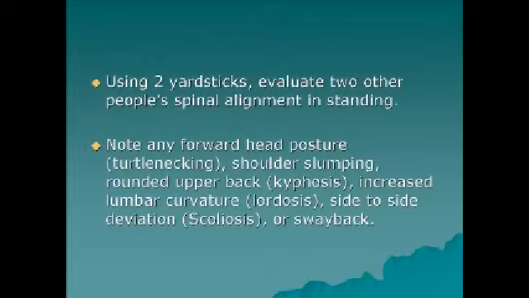Now, using 2 yardsticks, evaluate 2 other people's spinal alignment in standing. Note any forward head posture or turtlenecking, shoulder slumping, rounded upper back, kyphosis, increased lumbar curvature, lordosis, side-to-side deviation, scoliosis, or swayback.